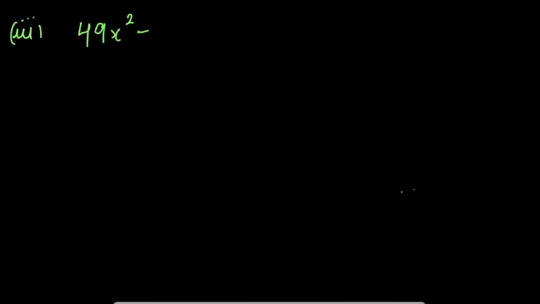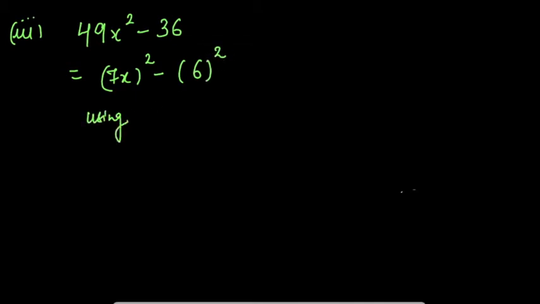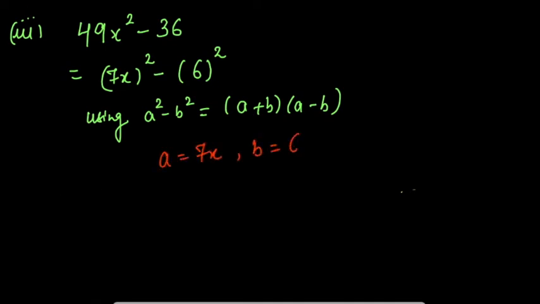49x square minus 36. Now we will see it is not a quadratic equation. It cannot be solved by the rearrangement, but both the terms are perfect square numbers. So write it as 7x whole square. We have a minus 36 is a perfect square of 6 square. Again using a square minus b square, what will it be? A plus b, a minus b. You have to write what is your a here. Your a is 7x and your b is 6. So we have to write it in the form of a plus b into a minus b, which implies 7x plus 6 and 7x minus 6 are the factors of the given expression.